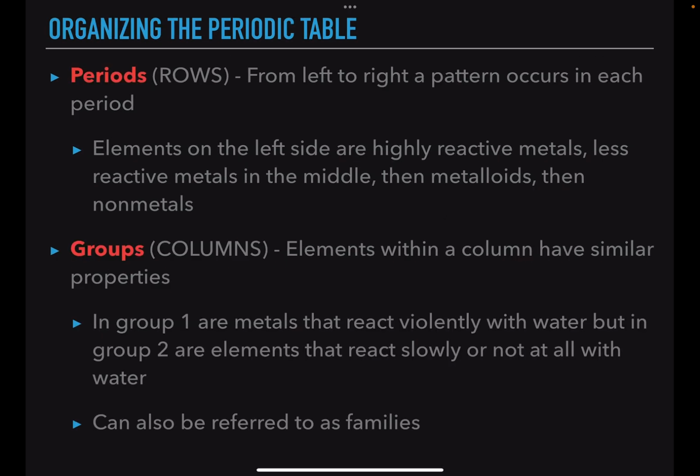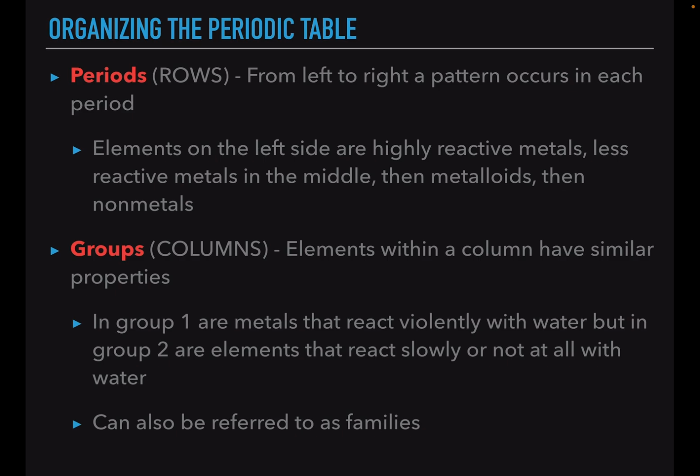The two main things for organizing the periodic table that we're going to go over today are periods and rows, or periods and groups. Periods are rows that go from left to right. There are specific patterns that occur in every single period. The elements on the left side of the period are highly reactive metals. Then they get less reactive in the middle, then you get to the metalloids, and then finally on the right-hand side are the nonmetals. And as you go across the periods, in every single one, this is the same pattern.